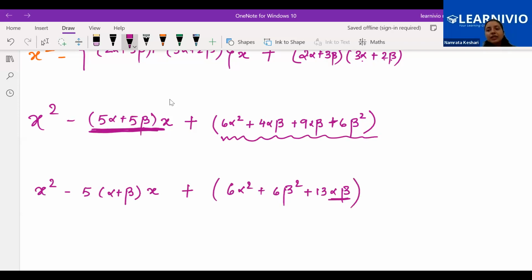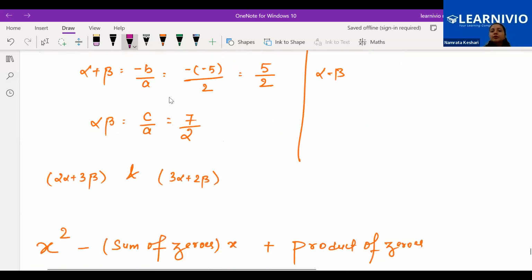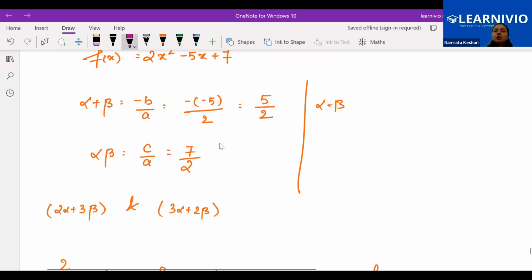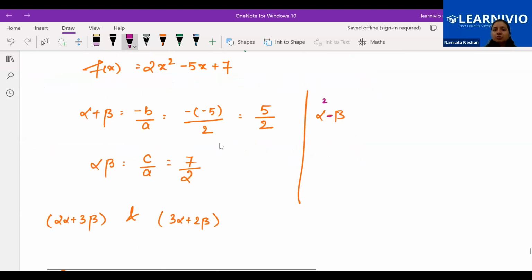Alpha beta value we have in hand, that is 7 by 2. Directly we will substitute here. But for alpha square and beta square, we have to think about something. So yes, we will be able to use a formula for alpha square plus beta square. There are so many ways. One of the ways, you can get alpha square plus beta square by using alpha beta and alpha plus beta. Can we write it like this? Alpha plus beta whole square will give alpha square, beta square, 2 alpha beta. Minus 2 alpha beta, if we do, are we left with alpha square plus beta square? See, we are making the formula by ourselves. Can you see it?